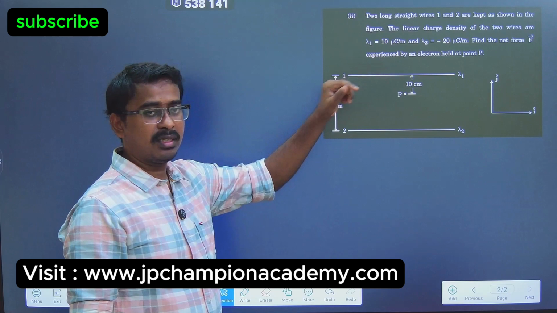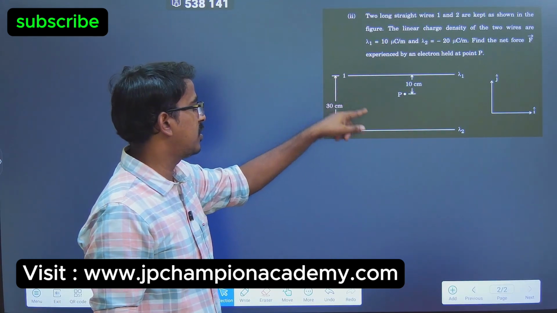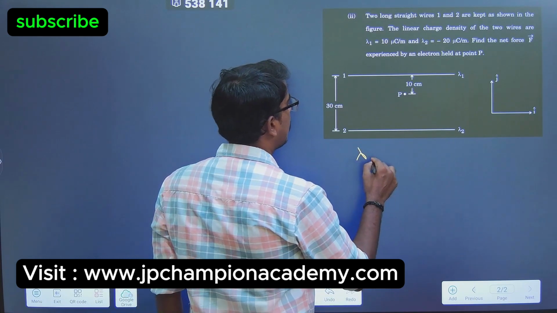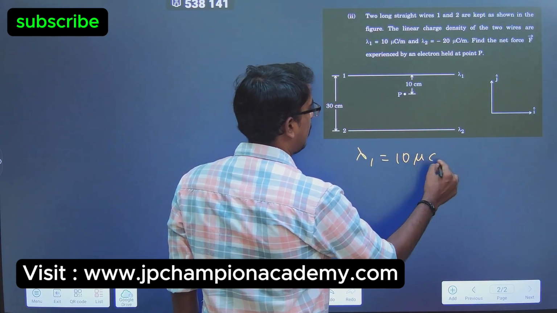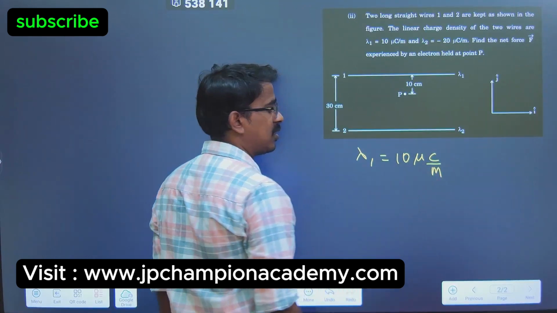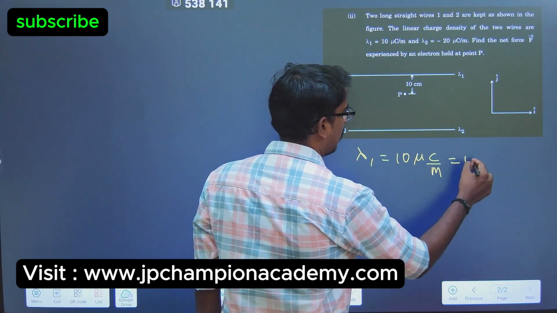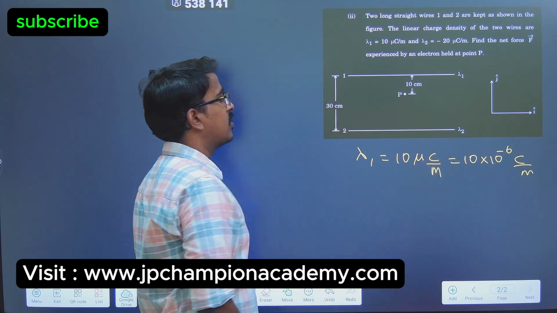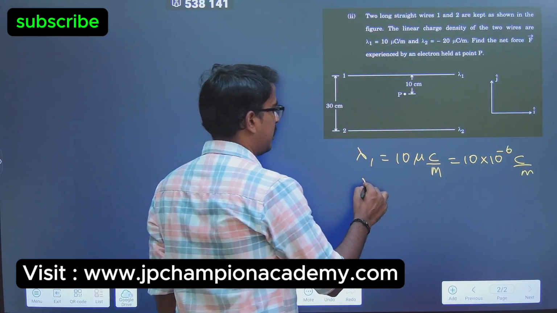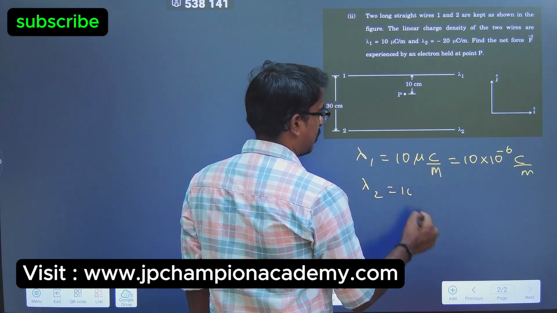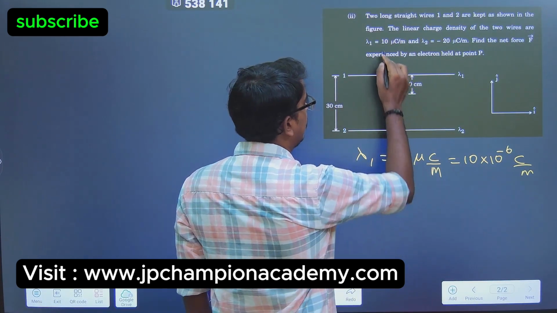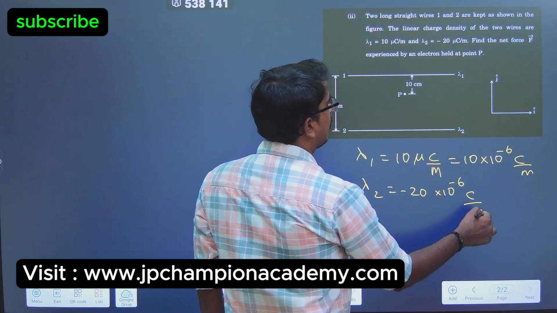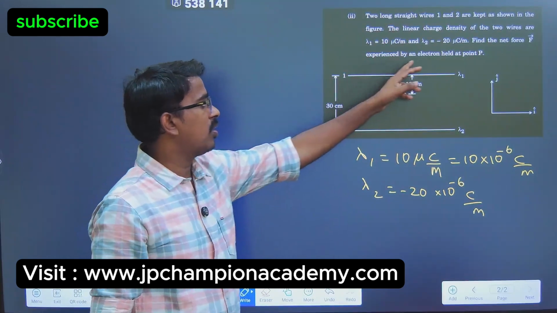The linear charge densities of the two wires are given. This is lambda 1 and this is lambda 2. Lambda 1 is 10 × 10^-6... they mention it as 10 μC/m. Coulomb per meter means it is linear charge density. What is this μ? It is 10 to the power of minus 6 coulomb per meter. So you should try to convert that. Similarly, lambda 2 also needs converting. Here it is plus, and lambda 2 is minus 20 × 10^-6 C/m. Find the net force experienced by the electron held at point P.